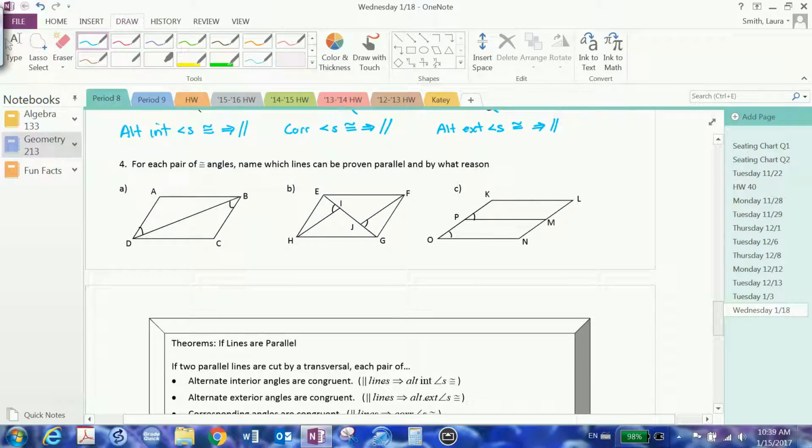Okay, so for each pair of congruent angles, name which lines can be proven parallel and by what reason. All right, so here are my angles. Oh, those are definitely alternate interior. So what's the transversal? What's the part that's cutting through? It looks to me like AD is parallel to BC, and these are alternate interior.